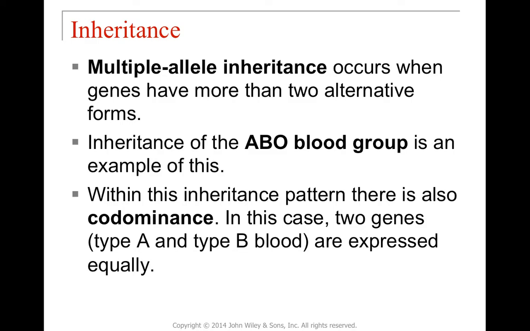So A and B are going to be codominant, so they're going to be expressed equally, whereas A and B are both going to be dominant over O. So an individual that has an AO genotype is going to have the phenotype of an A individual. So either AO or AA will give you the same outward expression or phenotype.